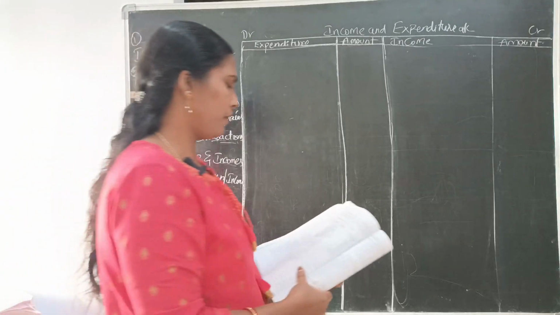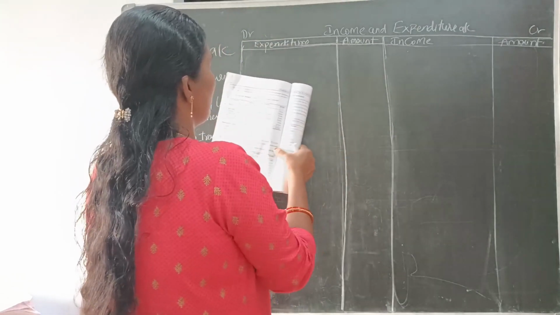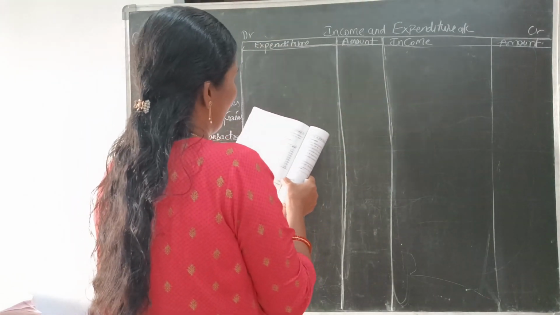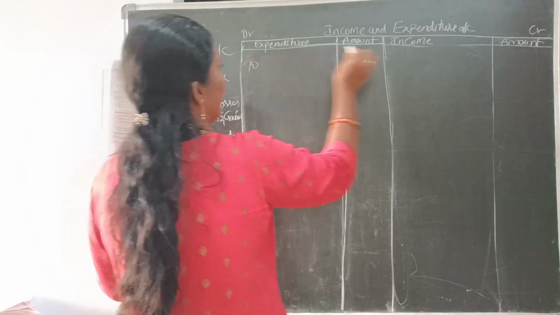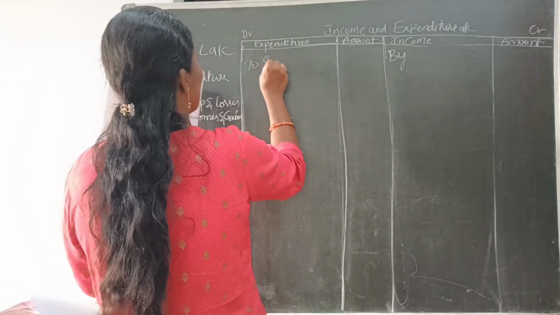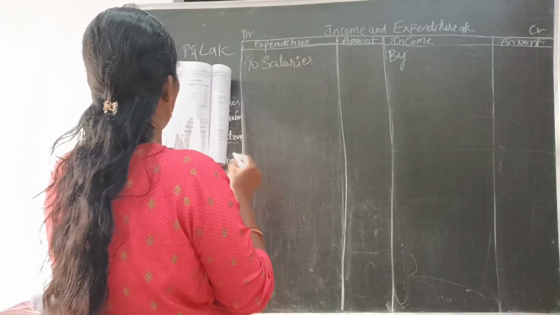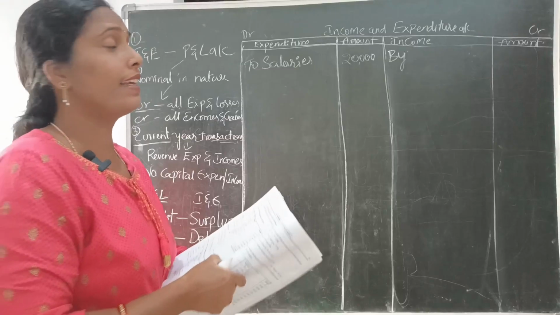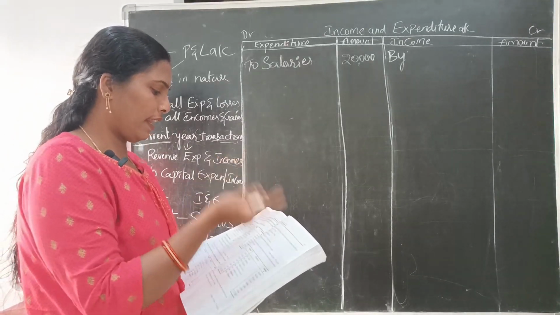Let us start with the first transaction. First we'll start with the expenditure side. This is the To side and this is the By side. First we'll start with salaries. The amount of salaries is 20,000. Salary is an expenditure, as in the youth club they are paying salaries.